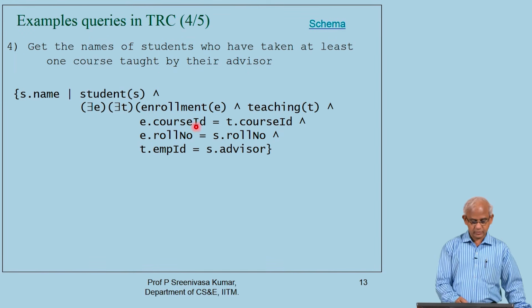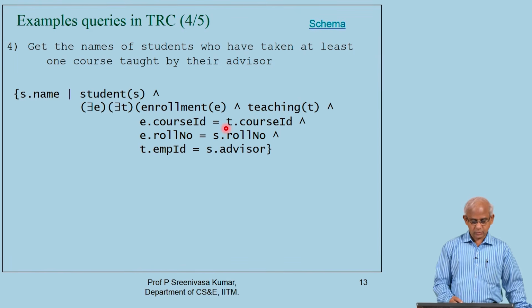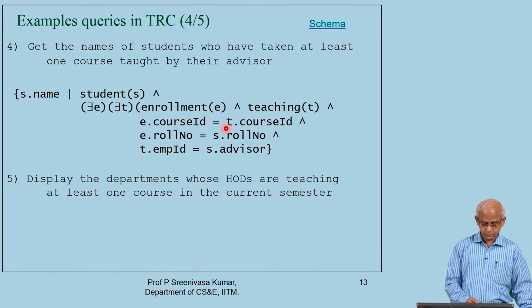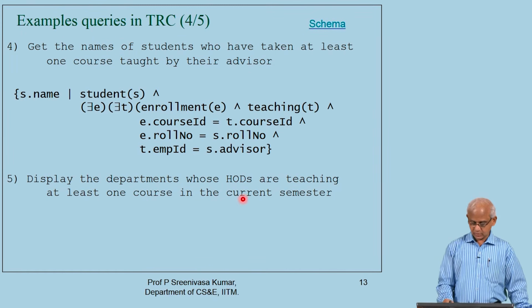So, this is how we can express this query. This query is relatively simple compared to the previous queries we have seen. So, let us see, we will move on with more queries. Display the departments whose HODs are teaching at least one course in the current semester.